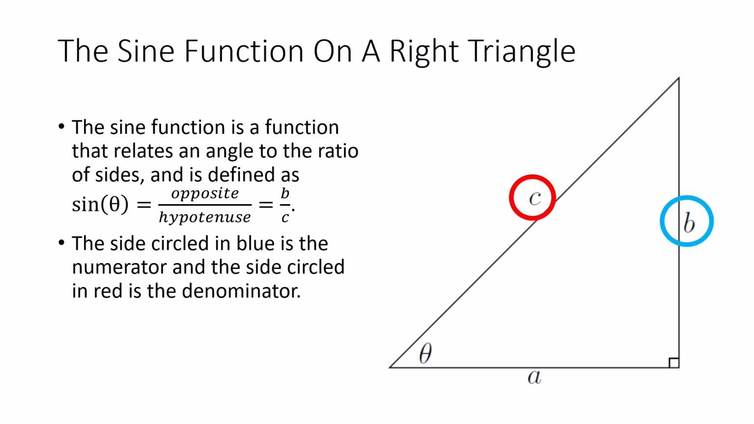As a recap, the sine function on a right triangle relates an angle to the ratio of sides and is defined as the sine of theta is equal to the opposite divided by the hypotenuse, which in our triangle here on the right has sides labeled A, B, and C, where C is the hypotenuse, A is the adjacent side, and B is the opposite side. And the sine of the angle theta is equal to the opposite over the hypotenuse, or B over C with our labels.